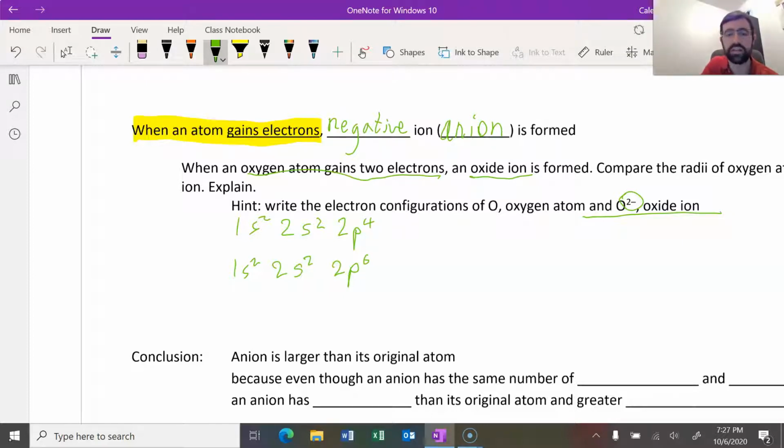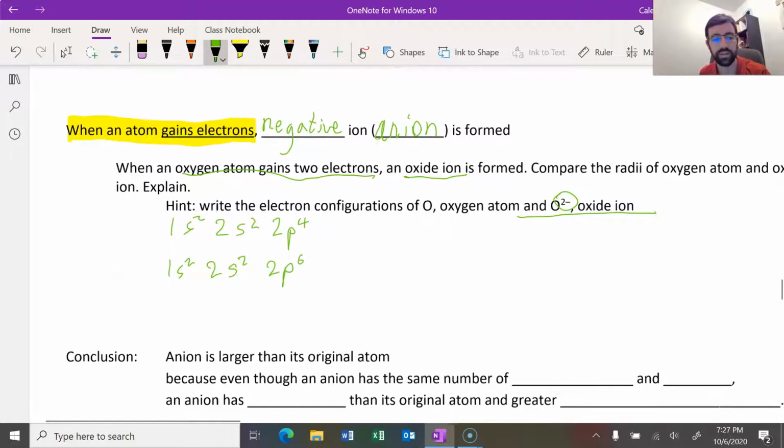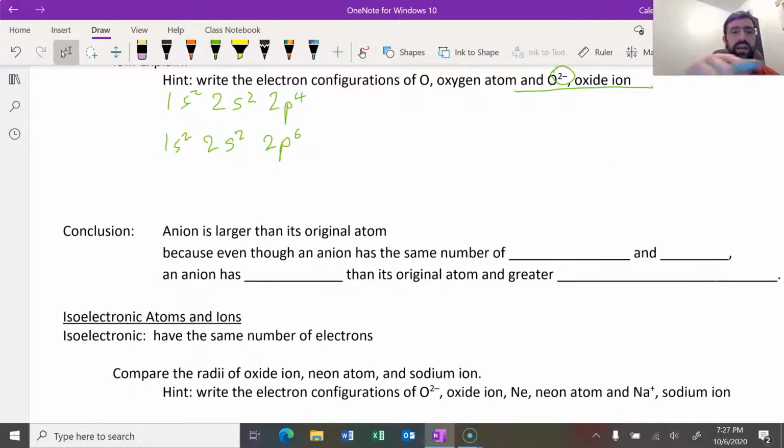Now, I didn't change the number of energy levels. We've got the same number of energy levels now. We also have the same number of protons. So the way that we explain this is a little bit more tricky. A negative ion is a little harder to explain than a positive ion. Let's talk about it. An anion is larger than its original atom. So that's the opposite. The positive ion, the cation, is smaller than the original atom. An anion is larger than its original atom.